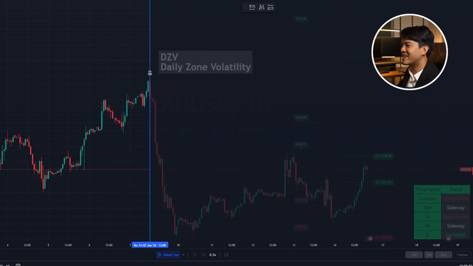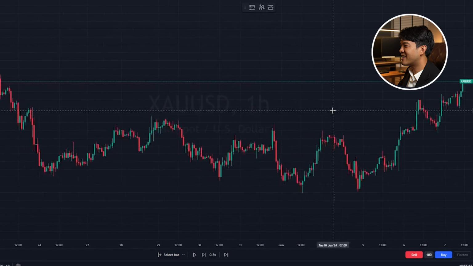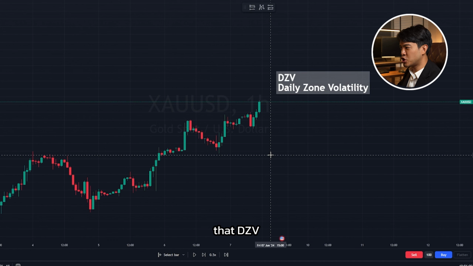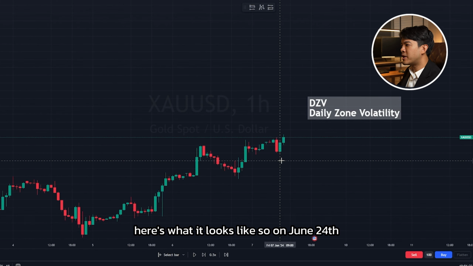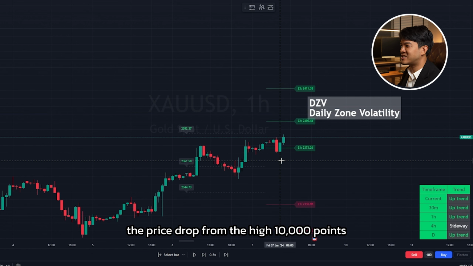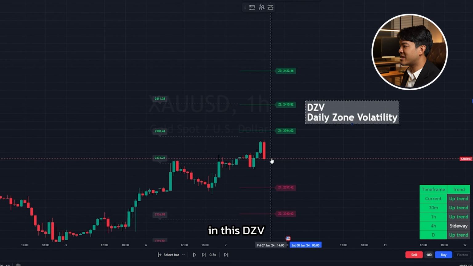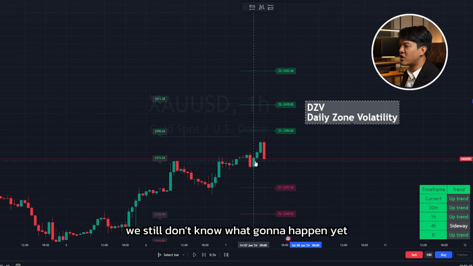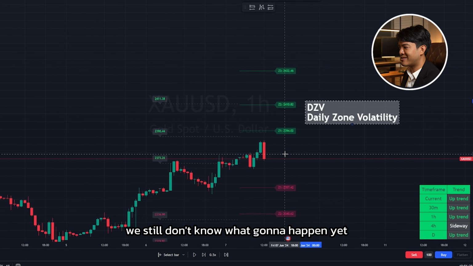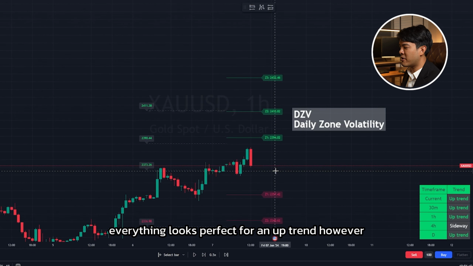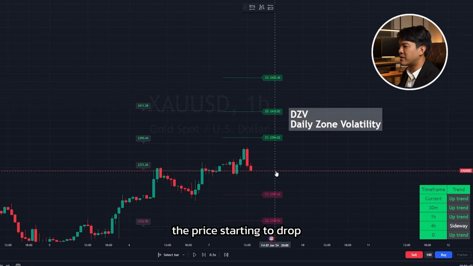On a day that daily zone volatility past zone 2, here's what it looks like. So on June 24th, the price dropped from the high 10,000 points. And what it will look like in this daily zone volatility is that first we still don't know what's gonna happen yet. It's still saying uptrend, everything looks good. Yep, everything looks perfect for an uptrend. However, the price starting to drop.